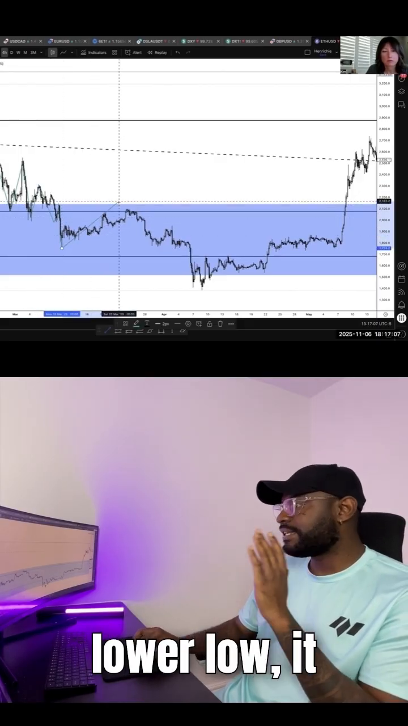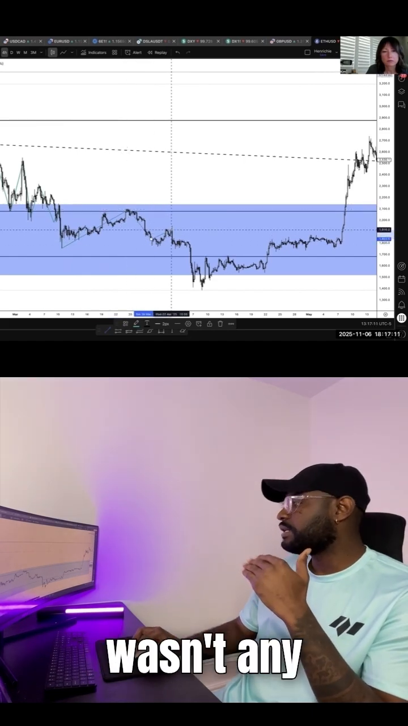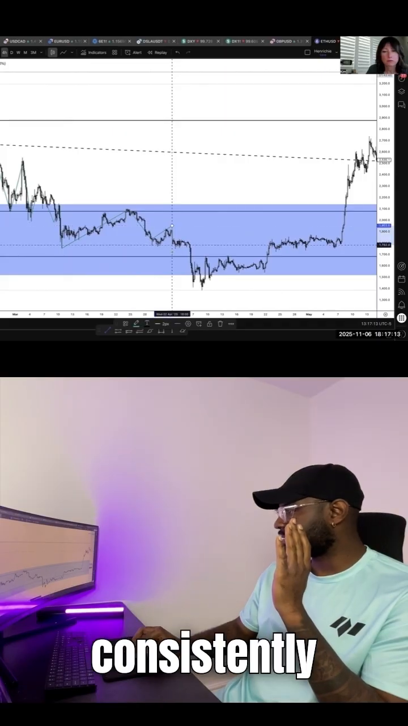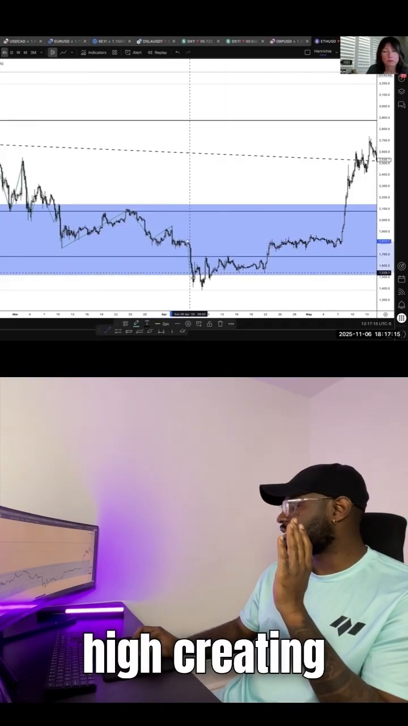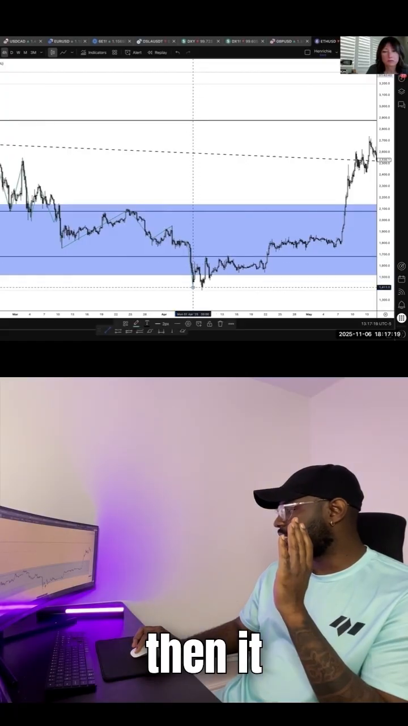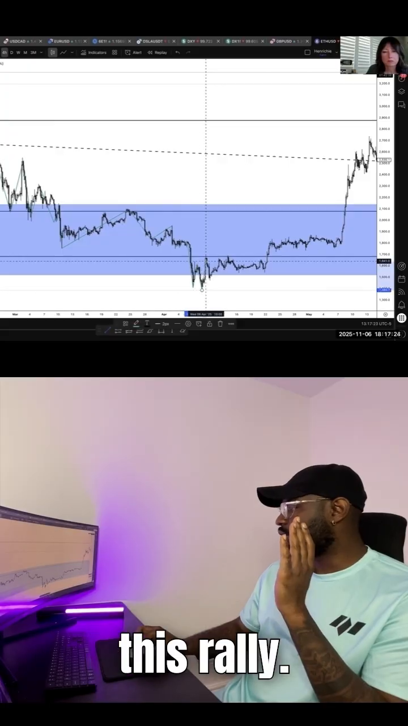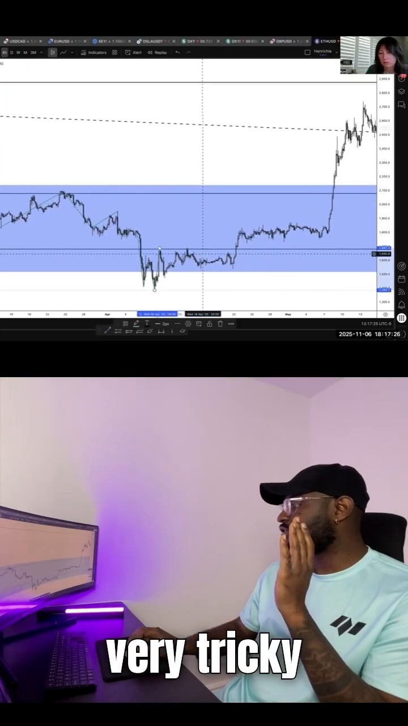It wasn't breaking any 4-hour structure above. There wasn't any fake breakout. It was consistently respecting every lower high, creating a new lower low until it took that liquidity, and then it created this lower high, lower low, and then we saw this rally. Now, this was a very tricky price action.